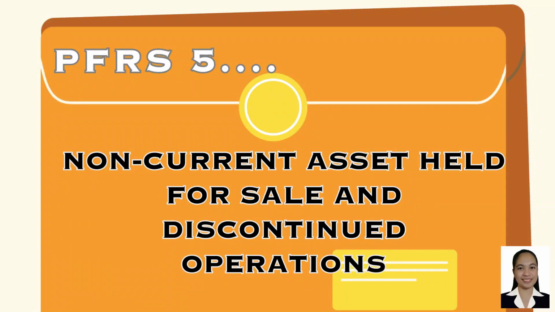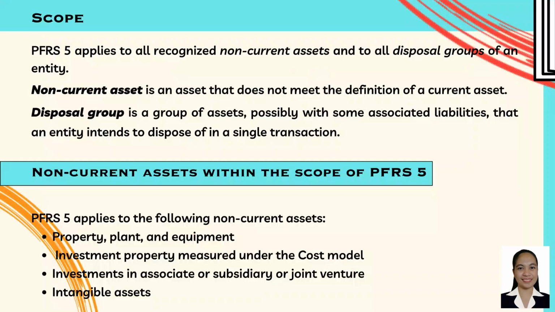Good day everyone, I'm Ann Pilapil and I will be discussing the updates in PFRS 5, which is non-current asset held for sale and discontinued operations. For the scope, PFRS 5 applies to all recognized non-current assets and to all disposal groups for an entity. So, non-current asset is an asset that does not meet the definition of a current asset.